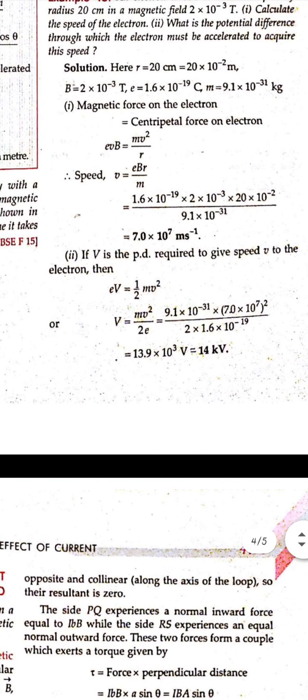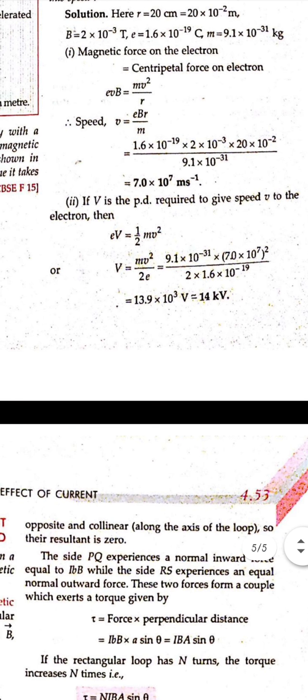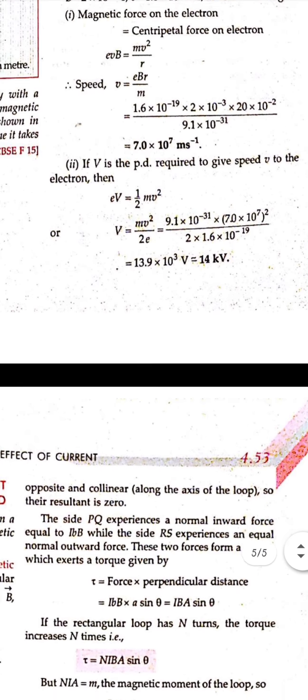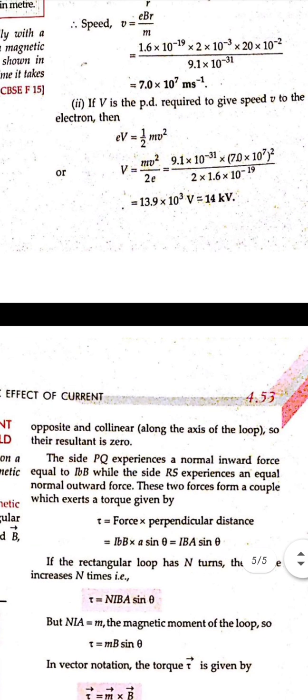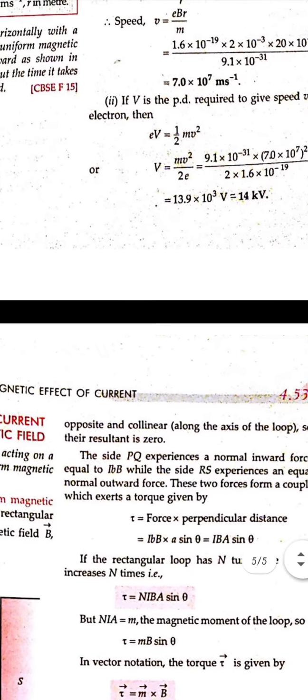We can write that half mv square will be equal to the work done on the charged particle due to the electric field, which is given by the charge times the potential difference V. So eV is equal to half mv square. From here we can find the voltage V, the potential difference. On finding this value we got it as 14 kilovolts.